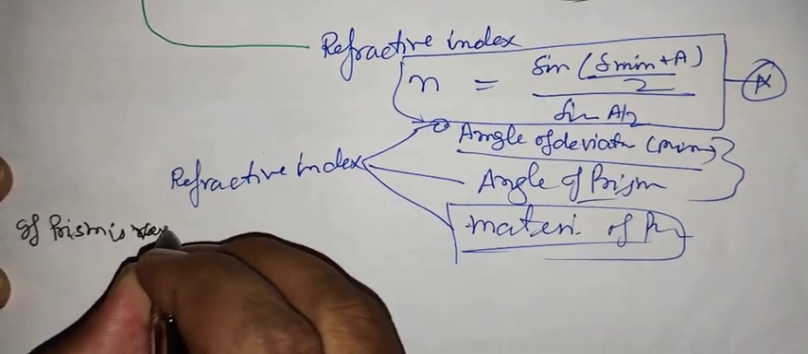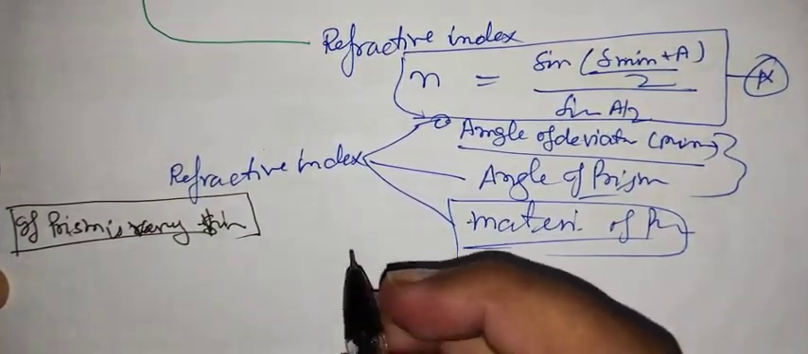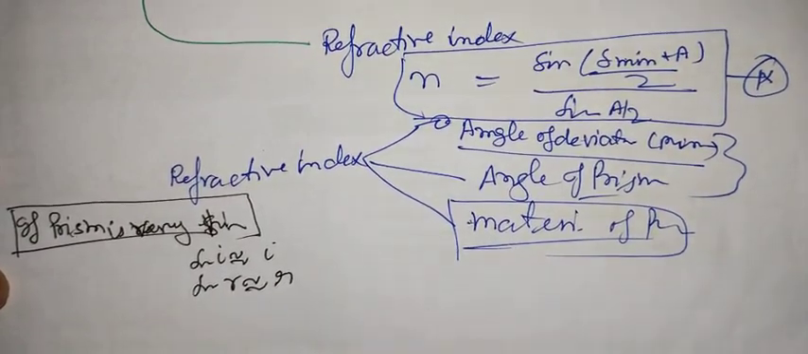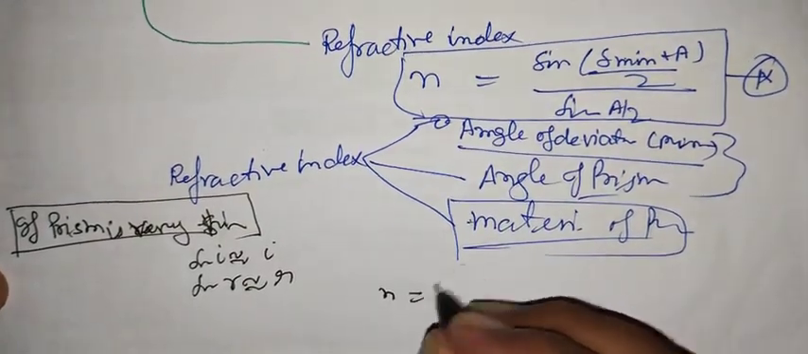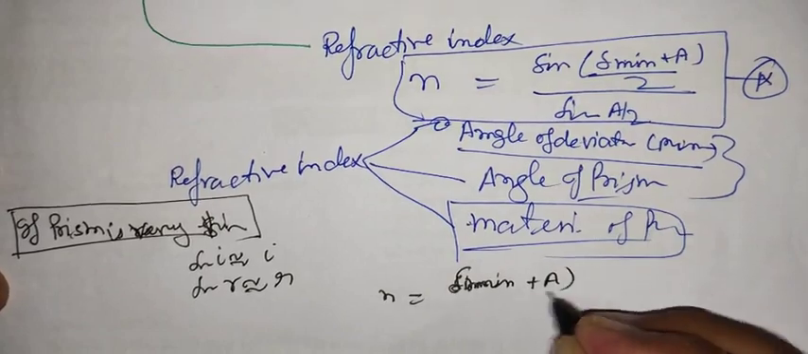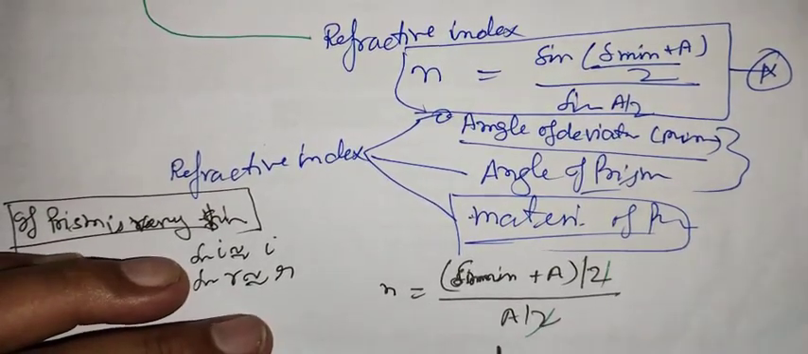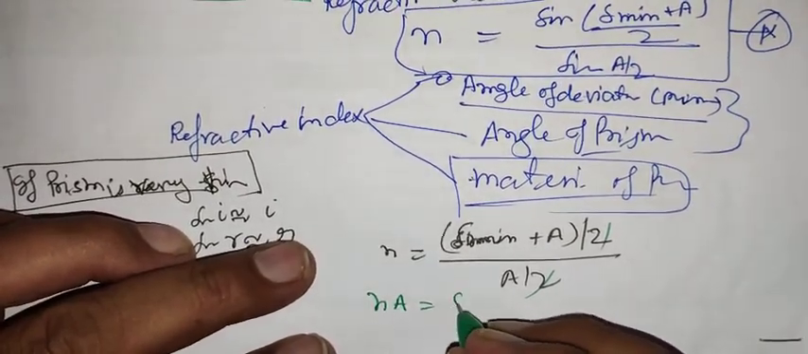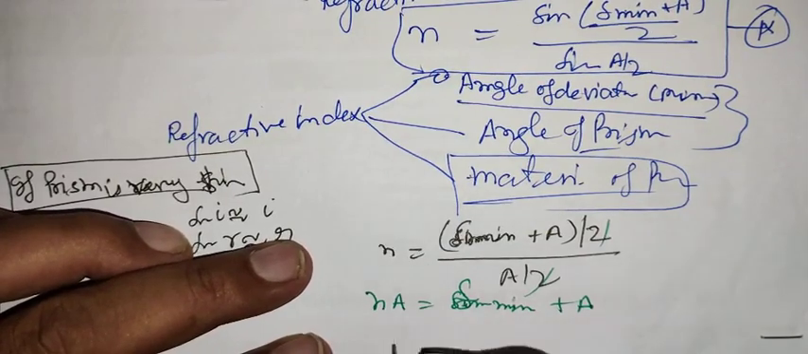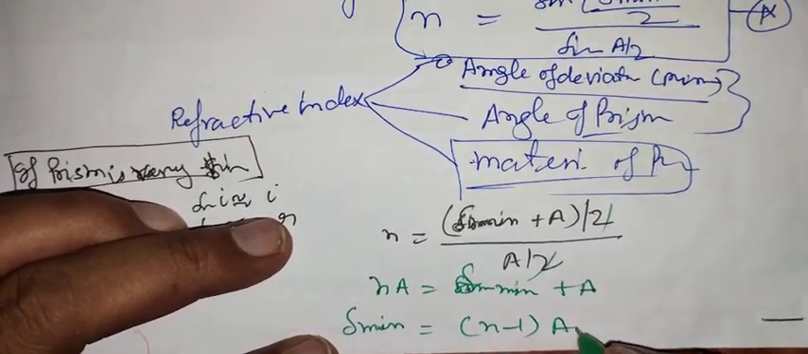Now consider a very thin prism. In that condition, sin i can be treated as i, and sin r can be approximately taken as r. Then this formula, equation 9, can be written as n is equal to angle of deviation minimum plus A total by 2 upon A by 2. See, 2 is cancelled by 2. So it becomes cross multiplication: nA is equal to angle of deviation under minimum value plus A, or by solving this equation we obtain D minimum is equal to n minus 1 into A.